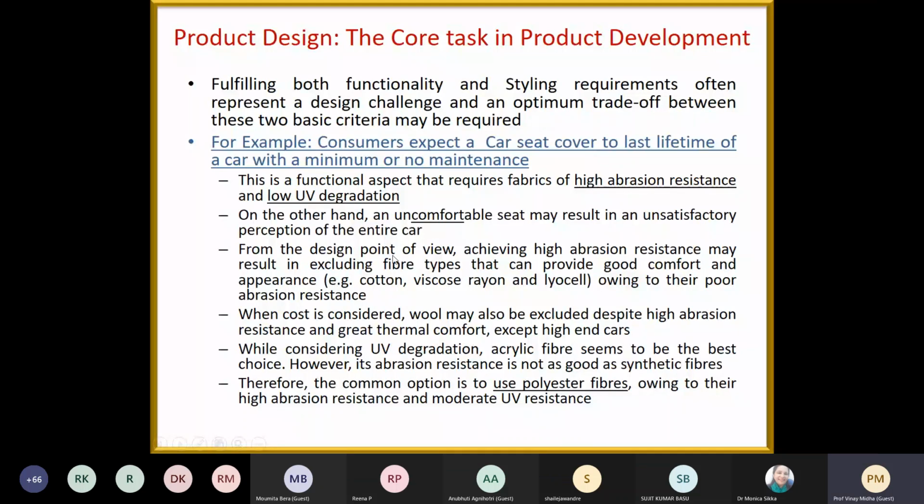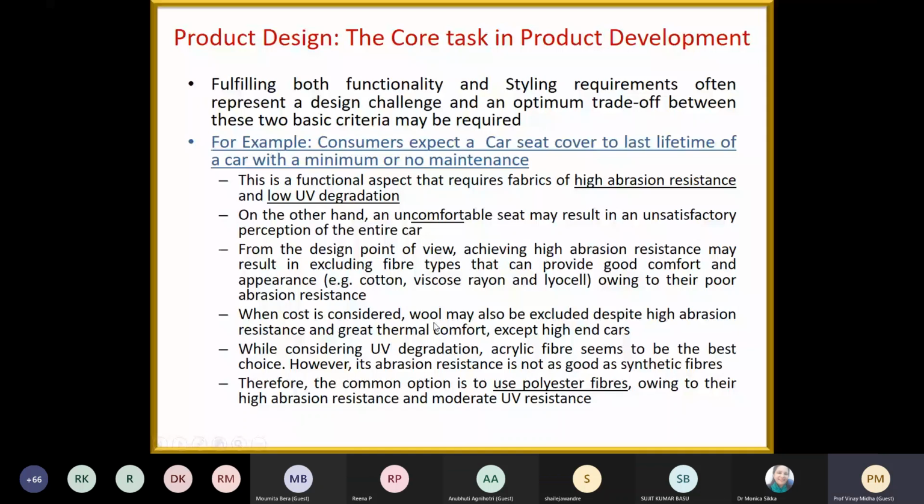So from the design point of view, achieving this high abrasion resistance will exclude all those fibers which are considered to be comfortable, because all these comfortable fibers have poor abrasion resistance. So we have to exclude them, because high abrasion resistance is the main requirement. And when we also consider the cost, we cannot use wool because it will become costly, although it has high abrasion resistance and great thermal comfort. Maybe only in high-end, expensive luxury cars can you consider it. But otherwise, in general passenger cars, it may not be possible because it will increase the cost.